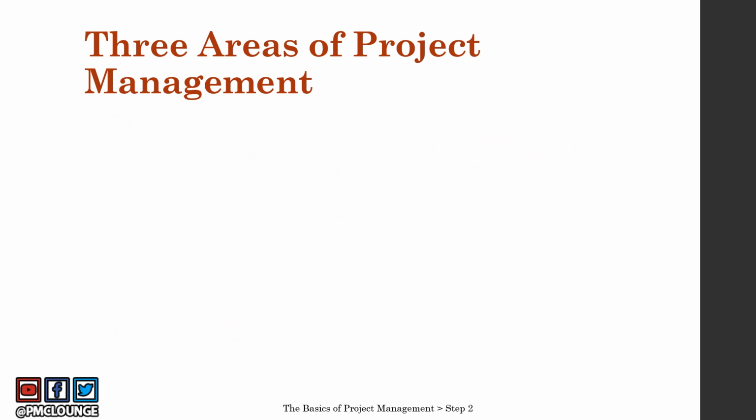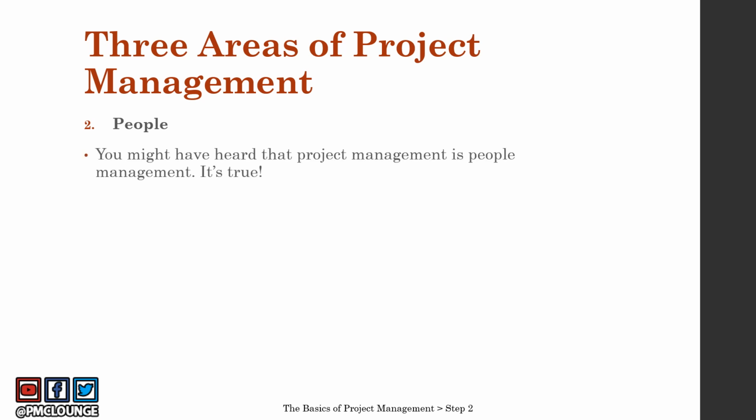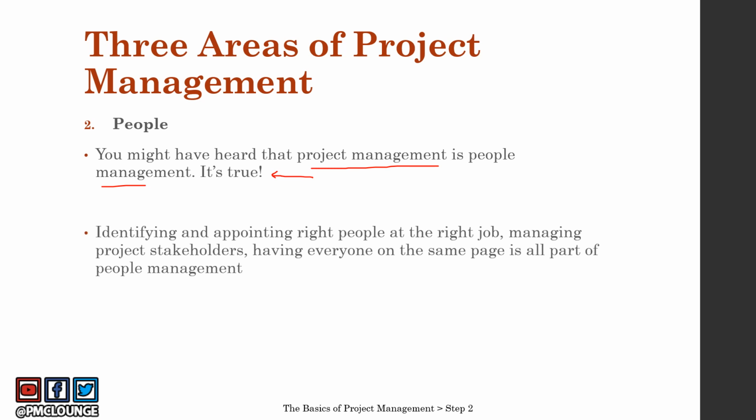So the second area of project management is people. And it is possible that you might have heard about this. Project management is people management. It's true. It's definitely true. And I'll tell you the kind of people that you need to work with. First of all, you need to identify and appoint the right people at the right job. That's something that you would do in the beginning itself.